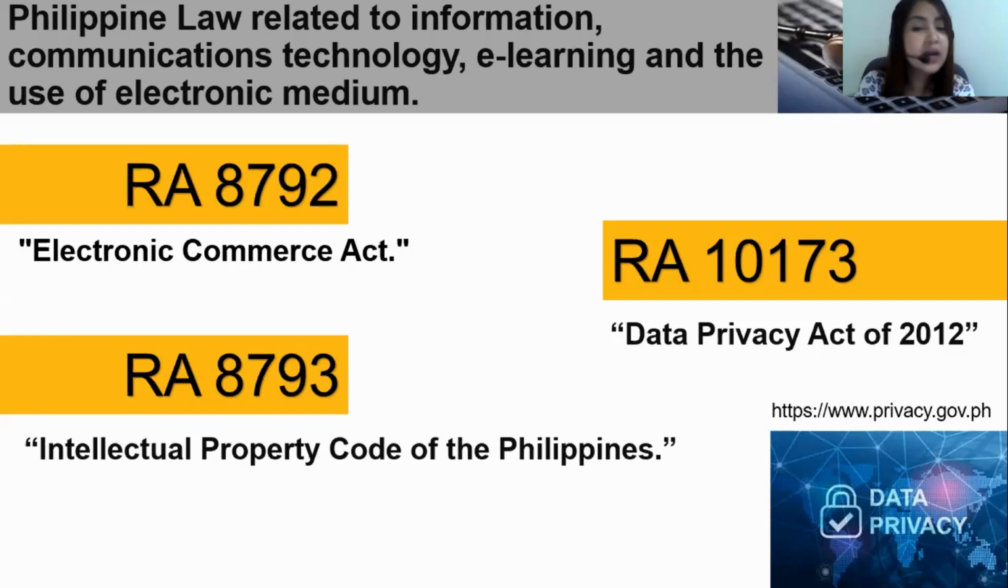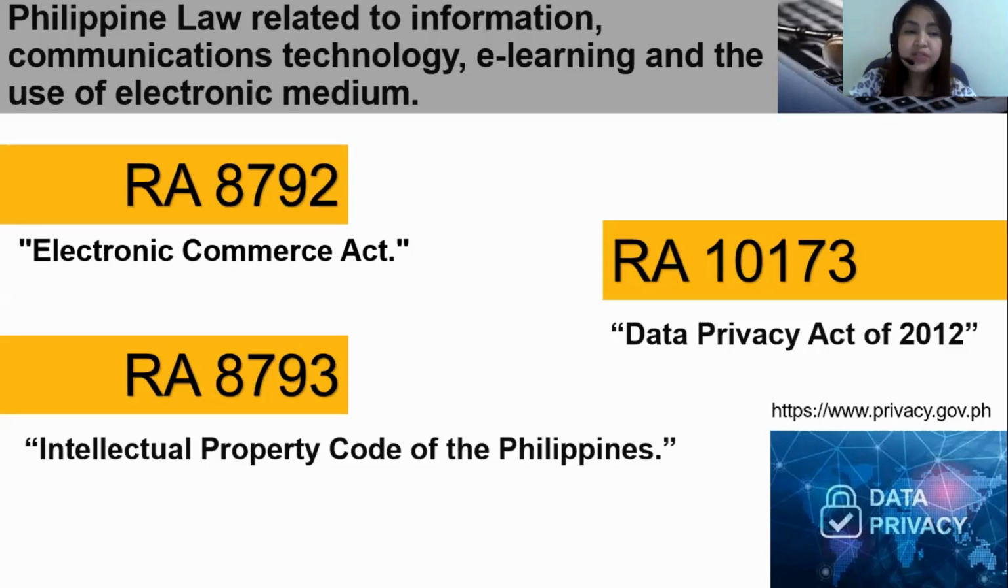Then we have the Republic Act 8793, the Intellectual Property Code of the Philippines. Since we are now in flexible learning, we will also be adapting electronic learning, or what we call e-learning. So sometimes we use electronic materials or materials from online or from other sources. So in this law, we need to cite all the copyright materials or the original authors.